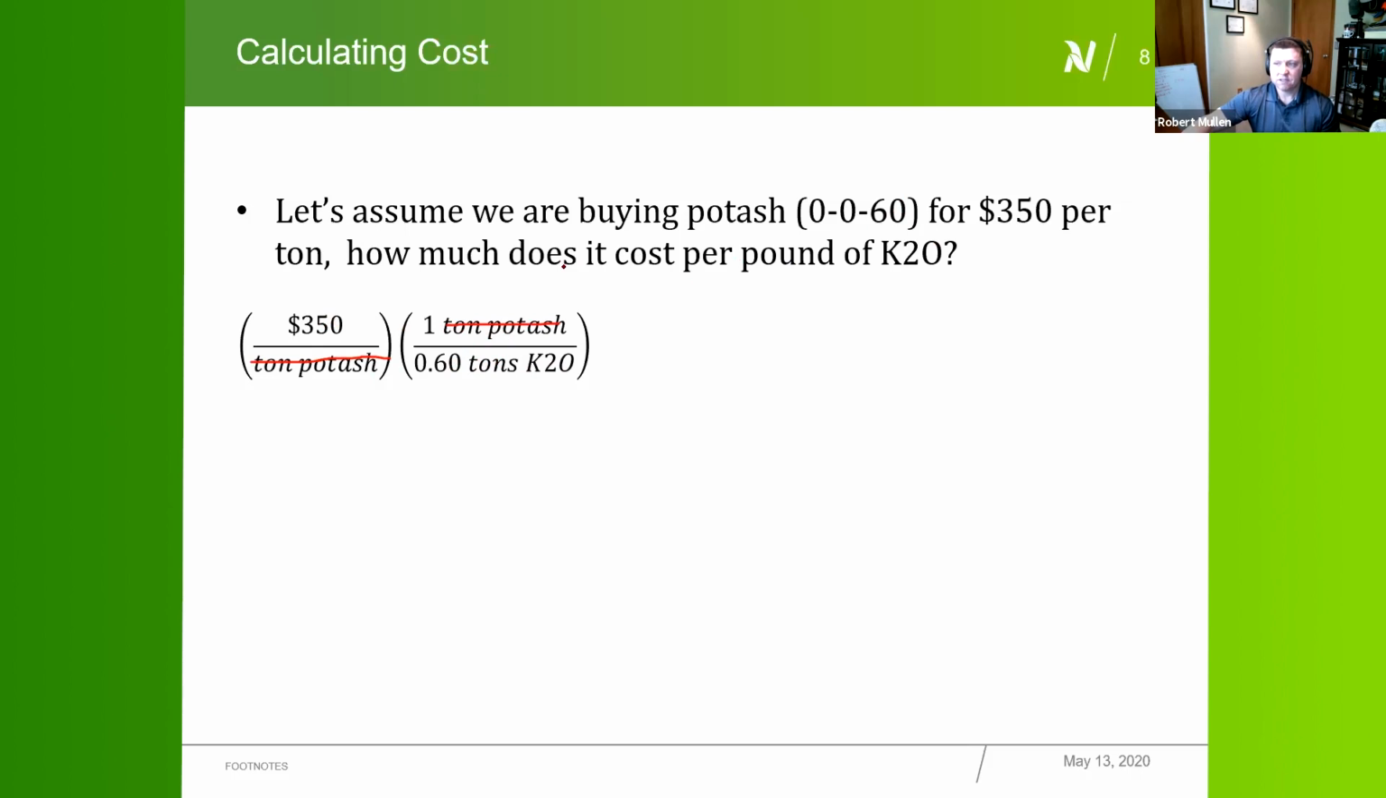But my specific desire was to get this into a price per pound basis. So now all I have to do is get rid of this tons of K2O, and I suspect that everybody knows that for every ton, there are 2,000 pounds. So now you look at my units, those canceled out. Now I've got $350 over pounds of K2O. Now all I have to do is the math. 350 divided by 0.6 divided by 2,000, and you wind up with a price of about 29 cents per pound of K2O.